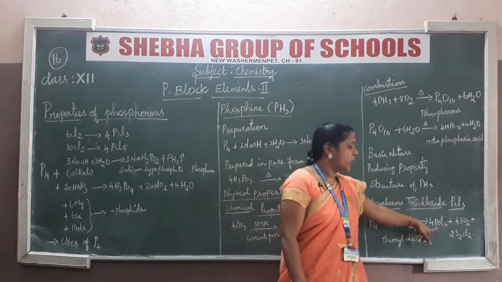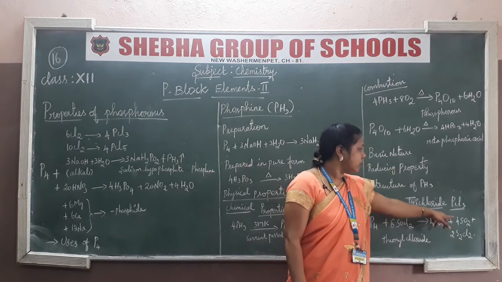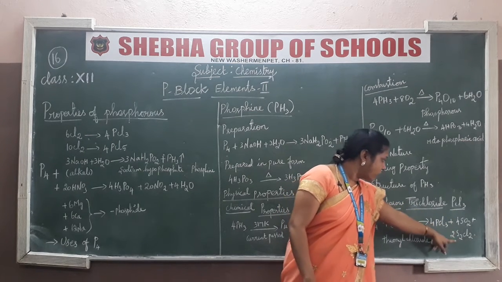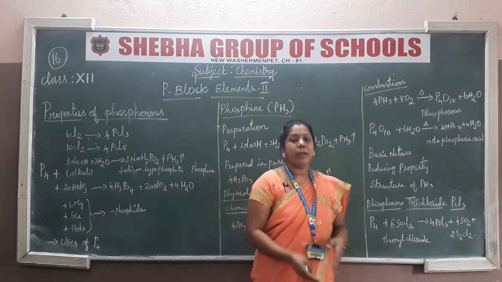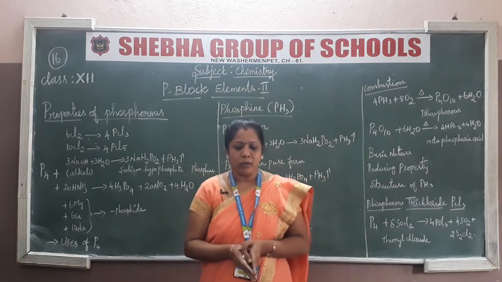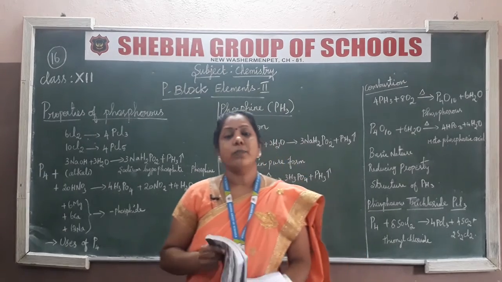We can get that phosphorus trichloride, and what is that, SO2, along with S2Cl2, sulfur chloride, also we can get for the preparation of that phosphorus trichloride. Okay, and then move on to the properties.